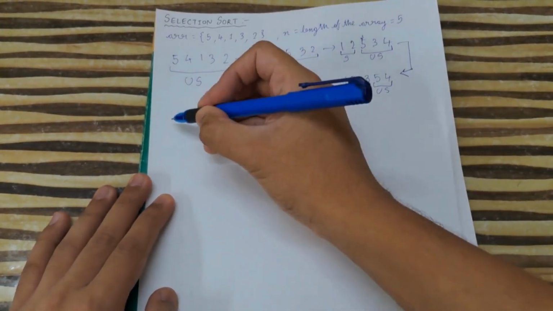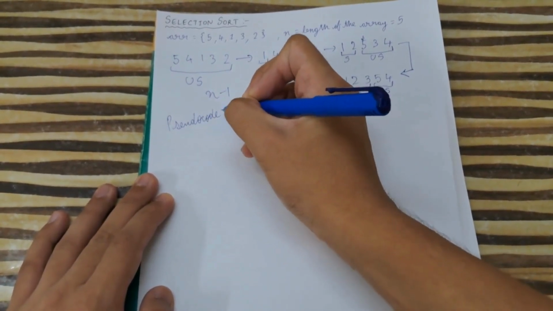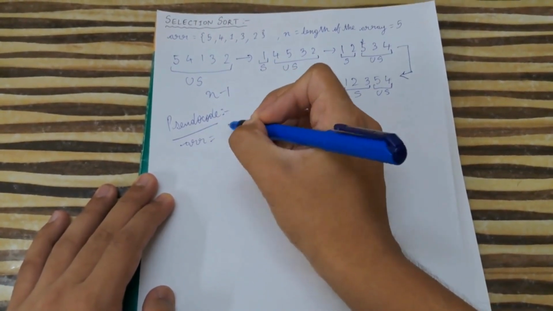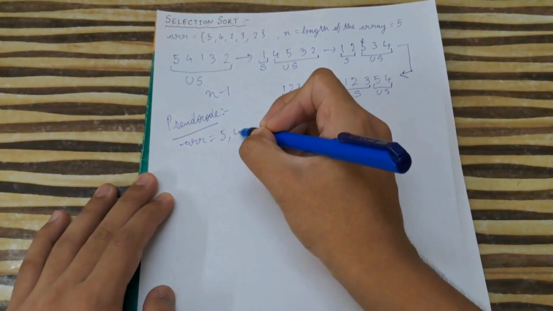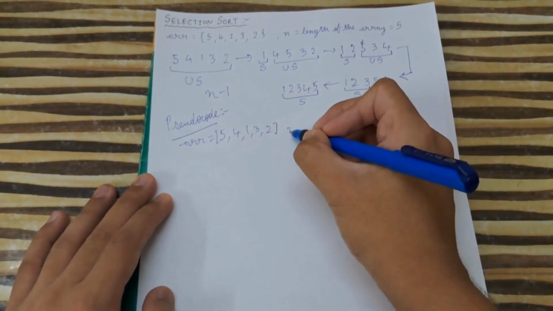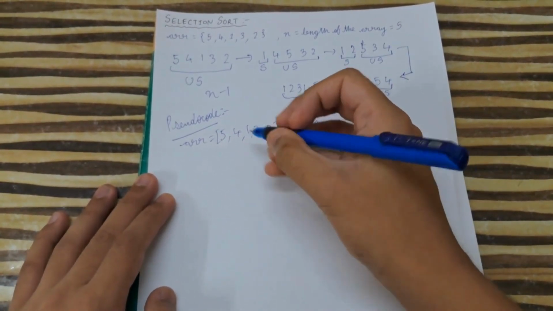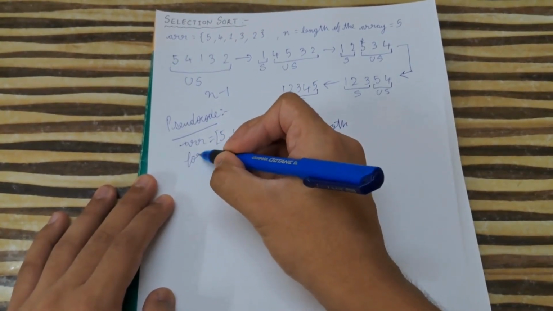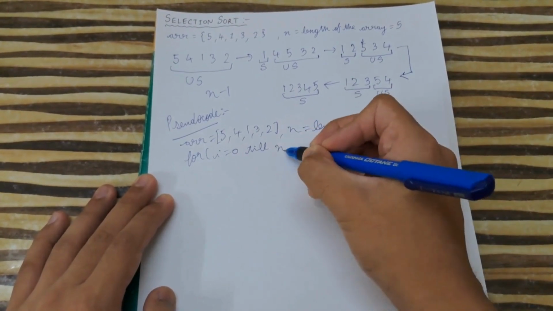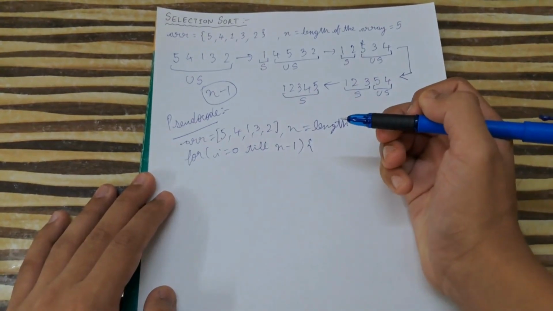So coming to the pseudocode for this. First we will initialize the array 5, 4, 1, 3, 2. N is the length. Then we will start an outer for loop, starting from i equals 0 till n-1. As we said, n-1 iterations are required.